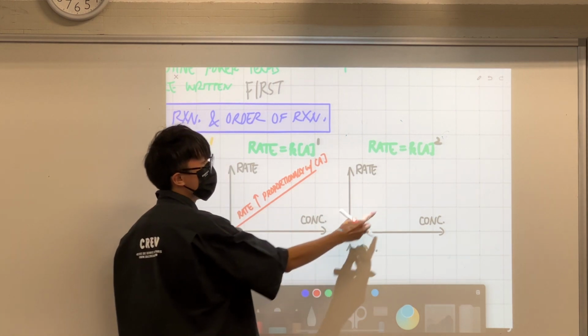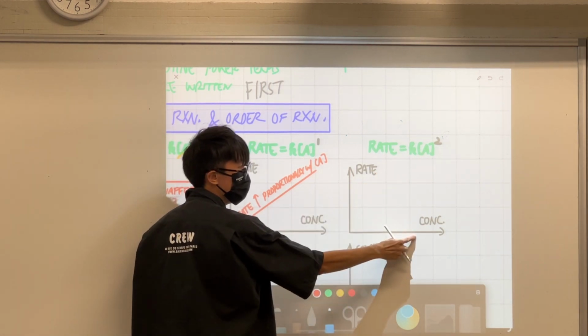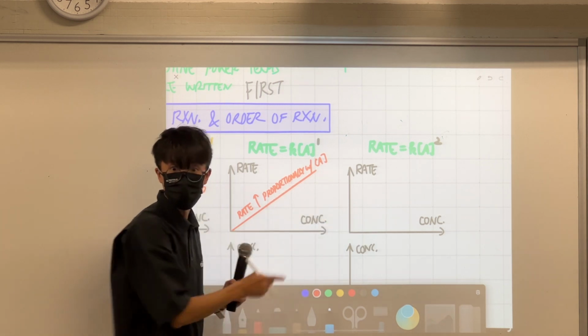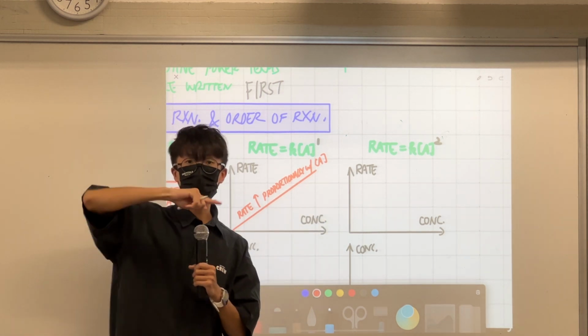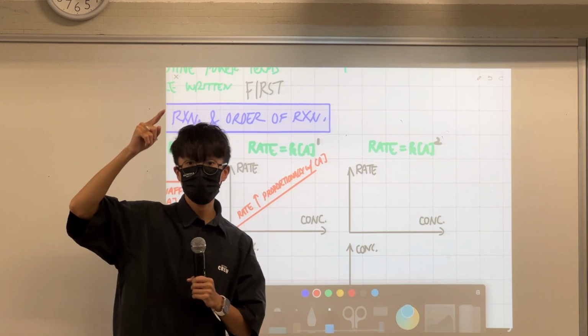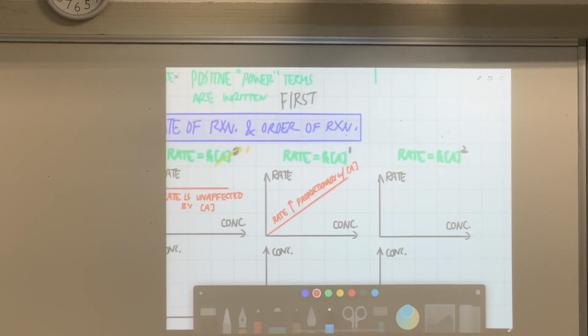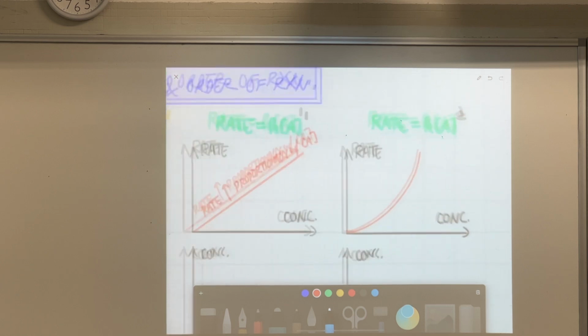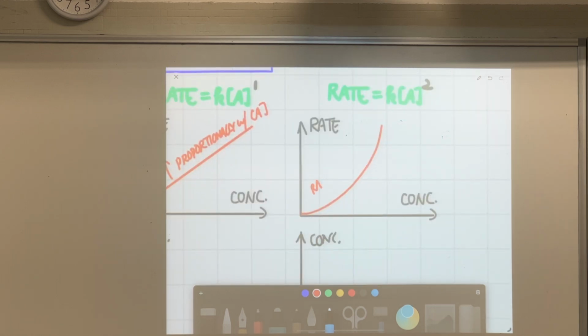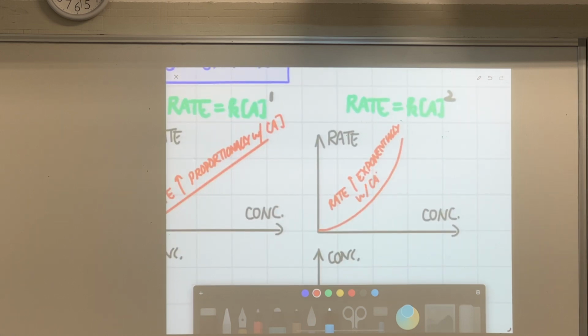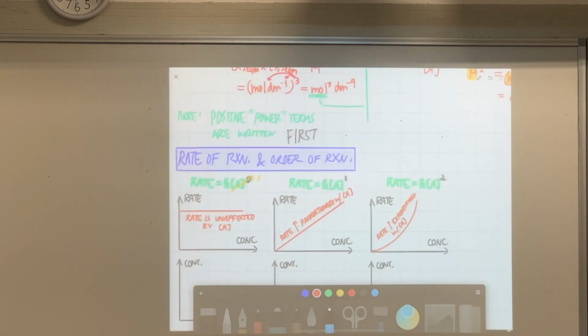So that means when I raise A from 1 to 2, you see rate went from 10 to 40. Did it increase proportionally or exponentially? Exponentially, yeah. So first order, 0th order, and second order are just a way to put what I just said. When we increase the concentration of A, rate increases exponentially. You certainly know what exponentially means. It's not proportional, certainly. So with the concentration of A, that's second order.